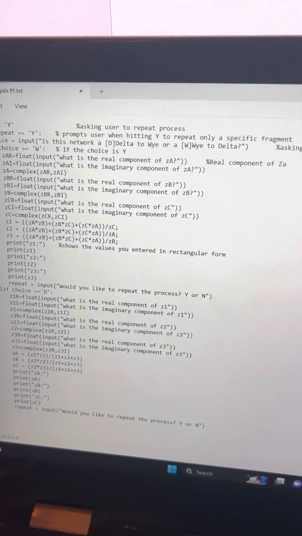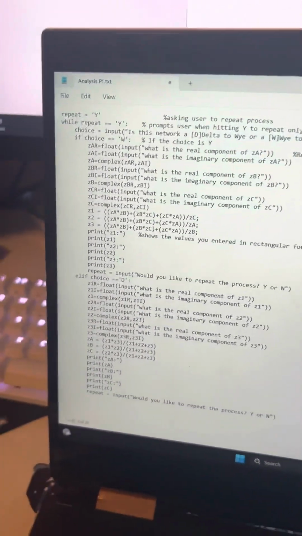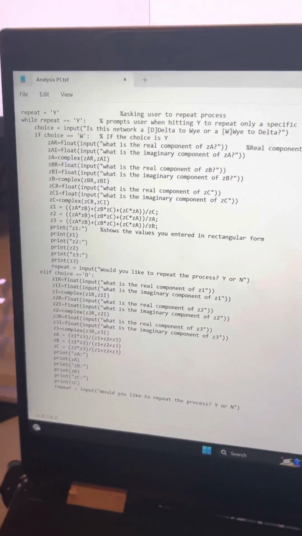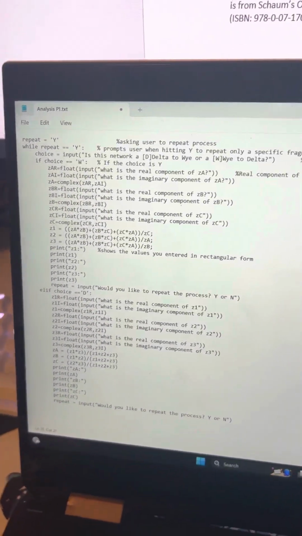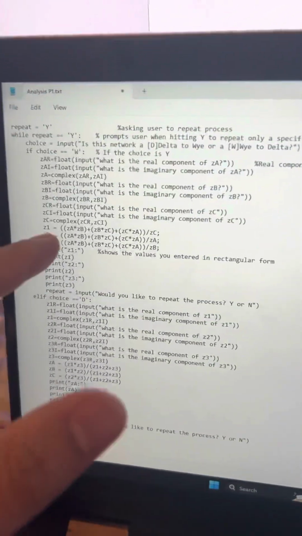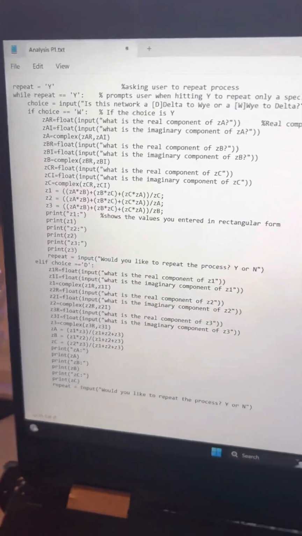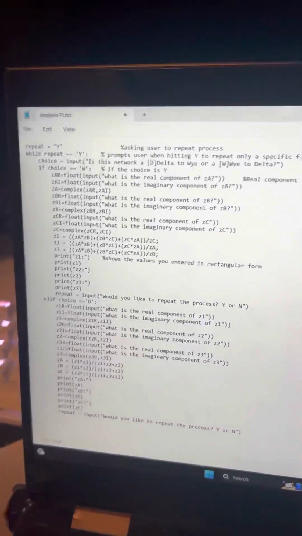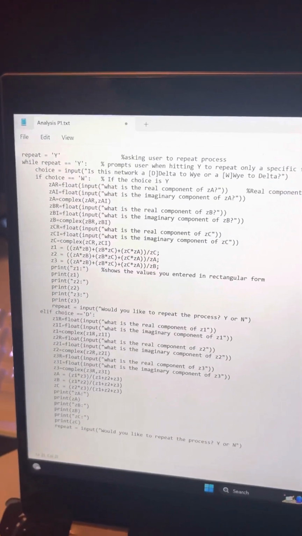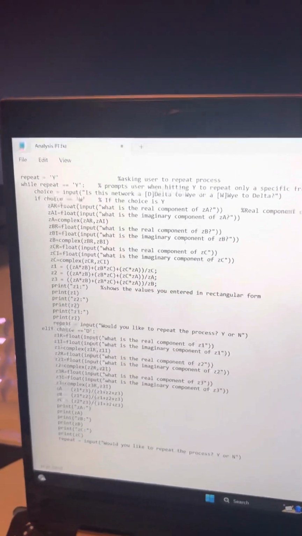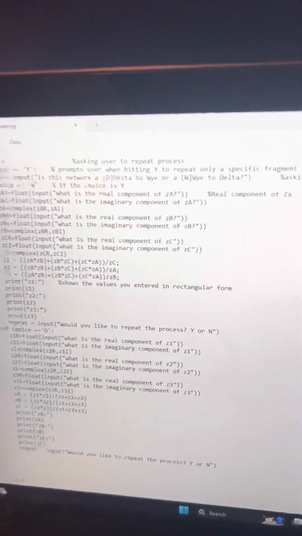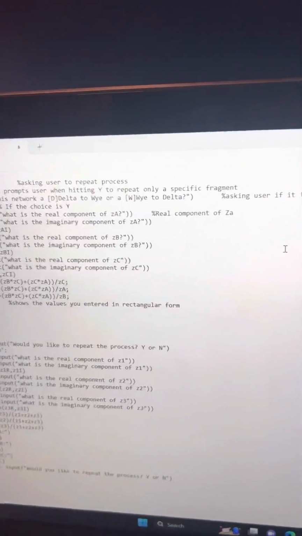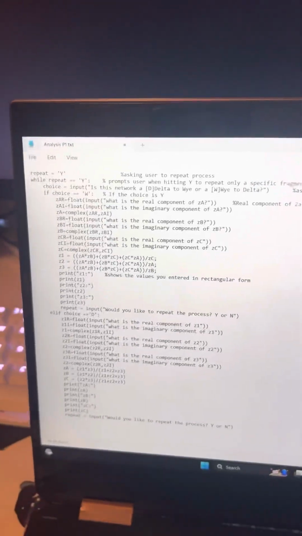And then we said ZC is equal to complex, the real component and imaginary component of ZC, and that'll be stored. Then it goes through the calculations of Z1, Z2, and Z3, which convert it to delta. And we have the print functions. It basically shows the values you entered in rectangular form, and then it asks if you would like to repeat the process.